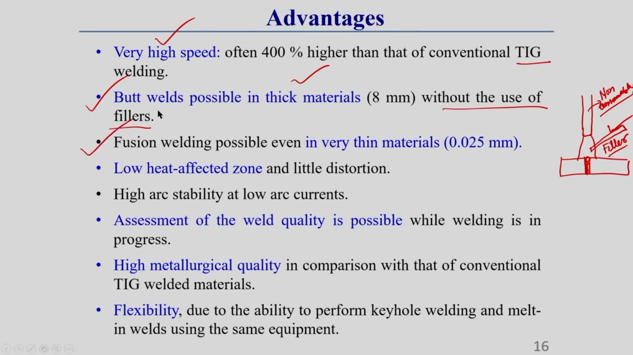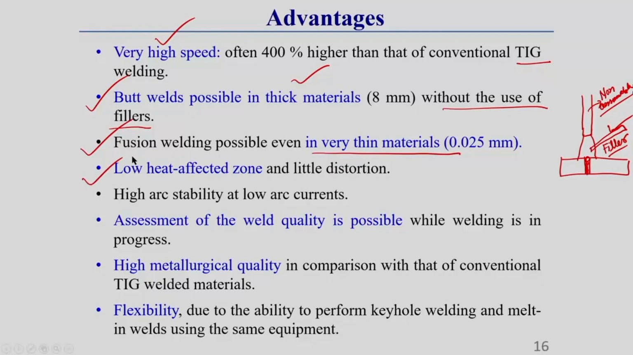Then fusion welding is possible within a range of 0.025 millimeter. There also we can use plasma arc welding, especially the microplasma arc welding process. That is why this process is widely used to connect the bulb filament with the filament support. Generally this microplasma welding technique is used. It is a very popular technique.